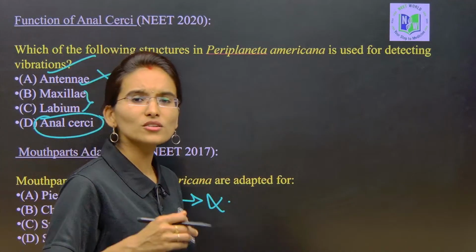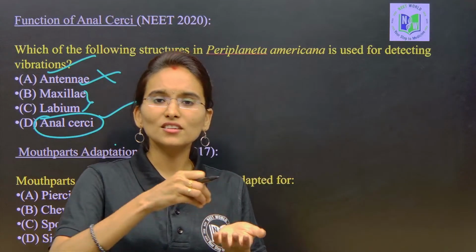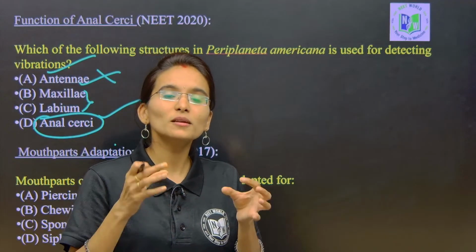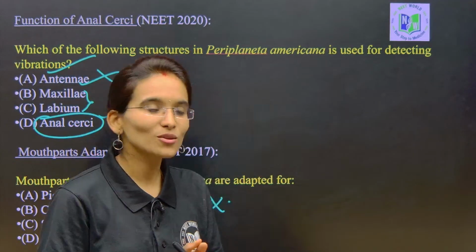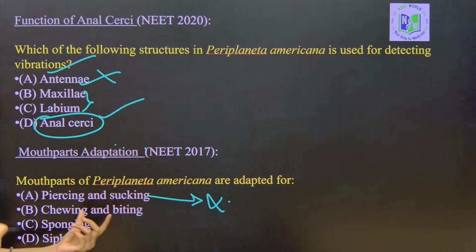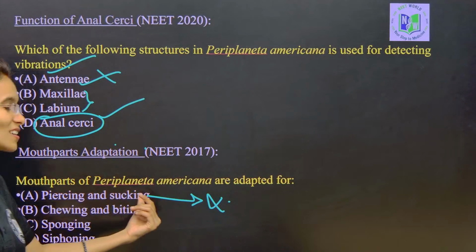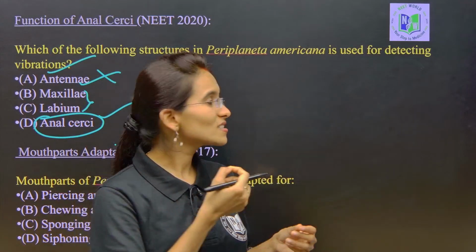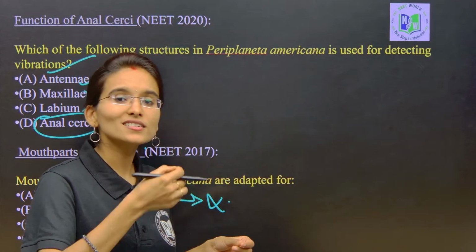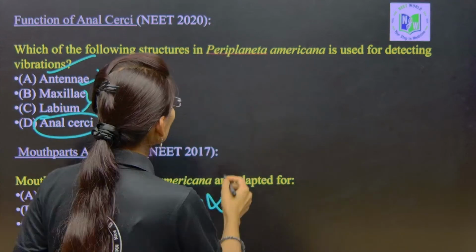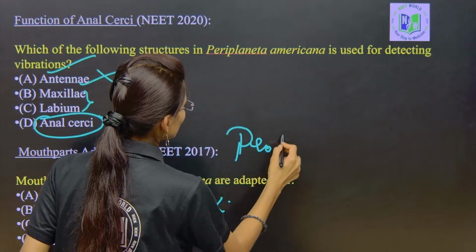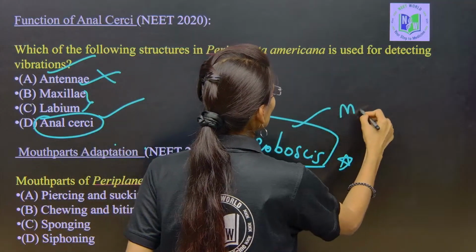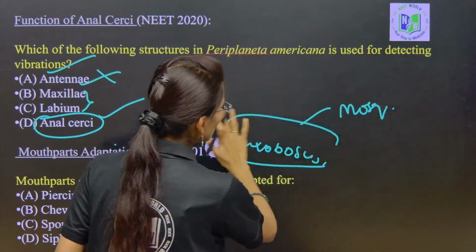Okay, because the cockroach just can't suck the food, right? So it is going to have well developed mouth parts which are involved in biting and chewing the food. The type of mouth parts related to piercing and sucking we can observe in the mosquitoes, right? In the mosquitoes we have the structure which is especially used for sucking the blood, and it is called proboscis. This is the most important. This we can find in the mosquito, but not in the cockroach.